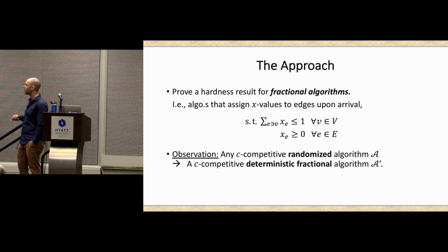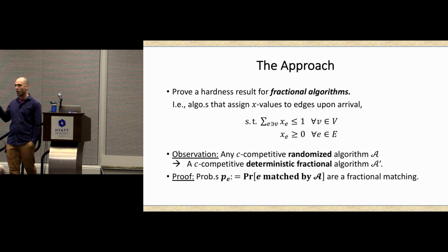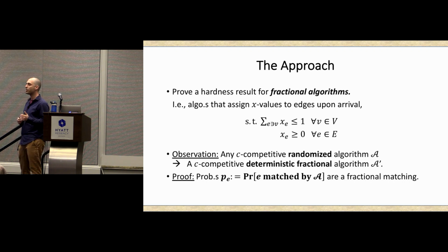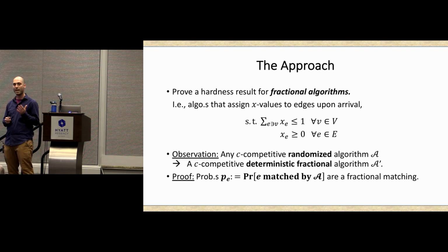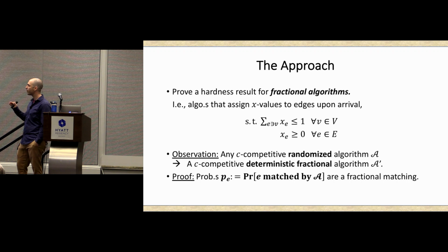Okay, so here's a quick proof of this observation in case you don't immediately see it. The marginal probabilities of algorithm A matching e, let's call p_e this marginal probability, these are a fractional matching. Right, they're clearly non-negative. Probabilities are non-negative. We're all on the same page here for sure. And in addition, since v is matched at most once in expectation by the randomized algorithm A, the first constraint is satisfied by linearity of expectation. Right, the sum of these p_e's is exactly the probability that v is matched. Okay, so again, just to recap, a hardness result for deterministic fractional algorithms implies the same hardness result for randomized algorithms.